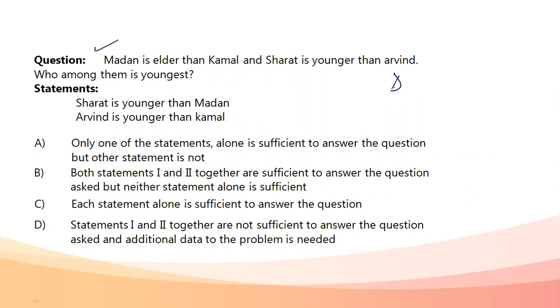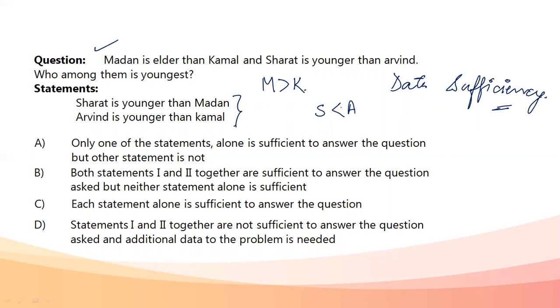Again, this is a question of data sufficiency. It is nowhere asking me to give the exact answer. It is just asking me whether the given data in the form of these statements is sufficient to answer the particular question being asked. What they're asking me is, Madan is elder than Kamal, and Sharad is younger than Arvind. These two things are given to me.